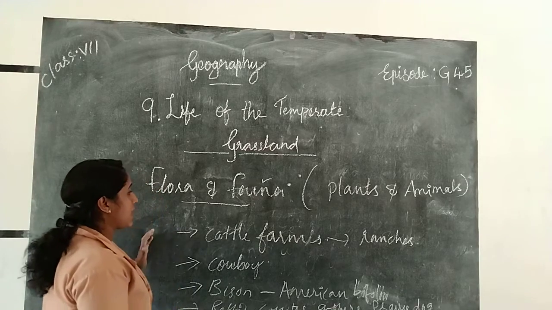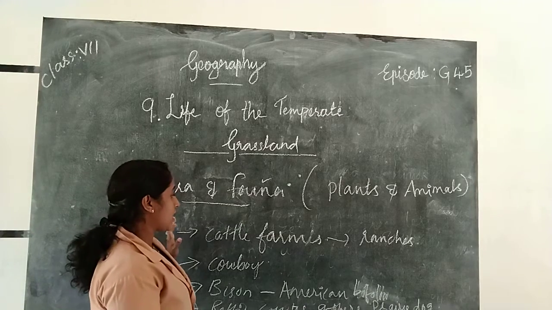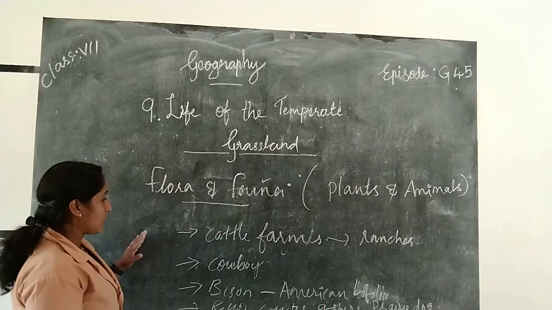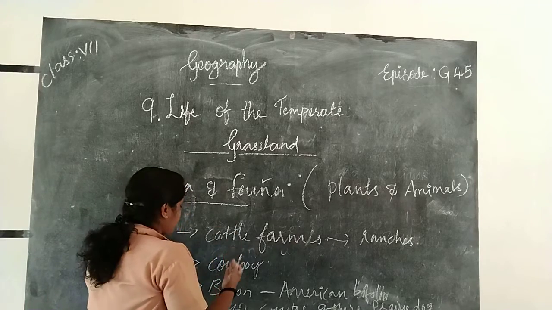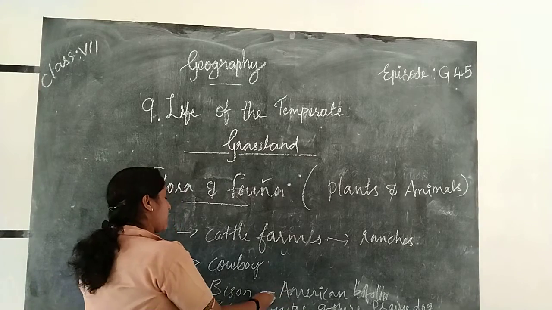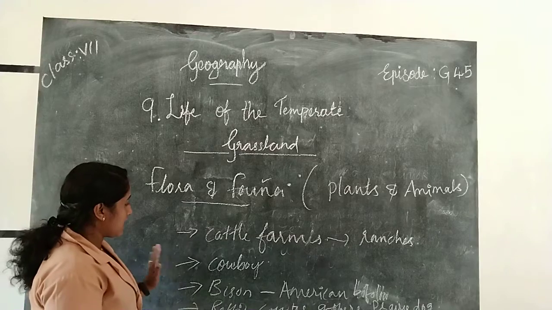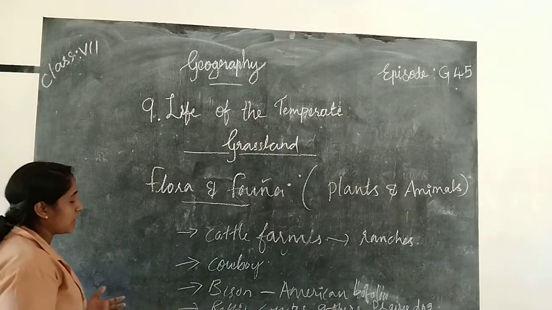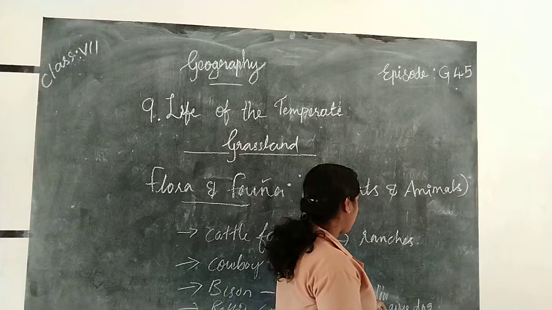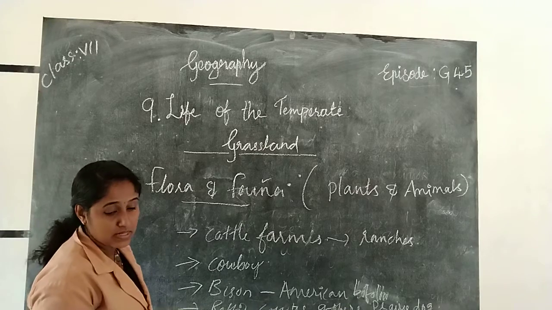So in fauna, we can say that there is a lot of cattle in that region. Most people use cattle farms, which are known as ranches, and the man who looks after the ranches is known as the cowboy. Another animal is the bison, also known as the American buffalo, one of the most important animals in the prairies. The other animals found in the prairies region are rabbits, coyotes, gophers, and prairie dogs. These are the most important animals in this region.